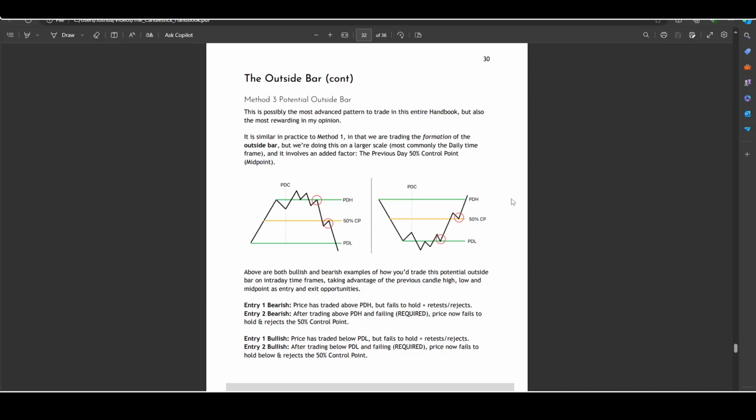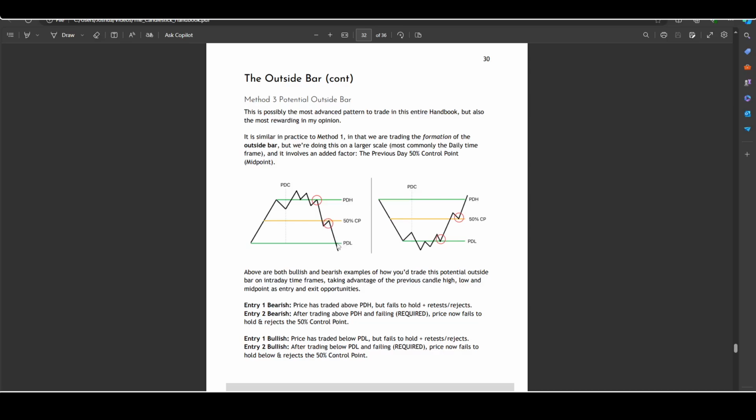Entry 1, bearish. Price has traded above the previous day high, but fails to hold, plus retest, and rejects. Entry 2, bearish. After trading above the previous day high and failing, which is required, again, if we don't get that break under the previous day high, the good rejection, and then a break of that day's 50% control point. So again, just looking for good pressure to get above, to lose some steam, to get a rejection, a retest under the previous day high to move down, and a retest under the previous day's 50%. Those are just two areas you're looking for, and that's it.